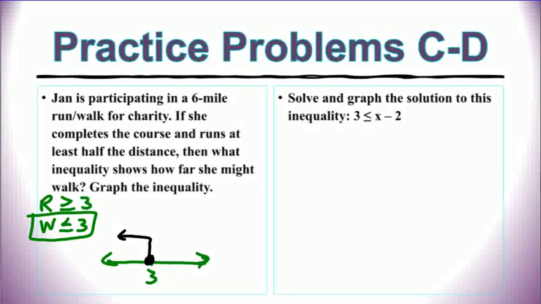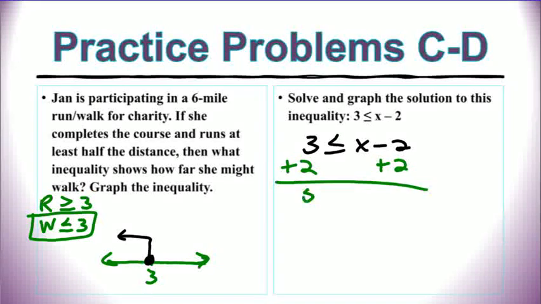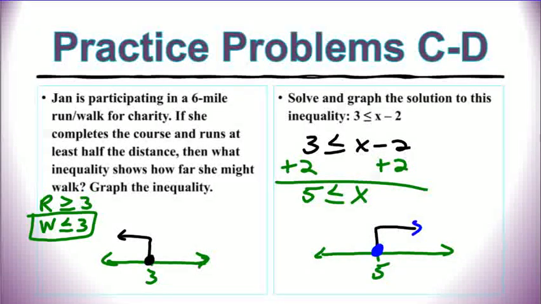Next one, solve and graph the solution to this inequality. So 3 is less than or equal to x minus 2. Need to get x by itself, so add 2 to both sides. I have 5 is less than or equal to x. To graph it, I have to read it backwards. X is greater than or equal to 5. So it has to go to the right, bigger than 5.